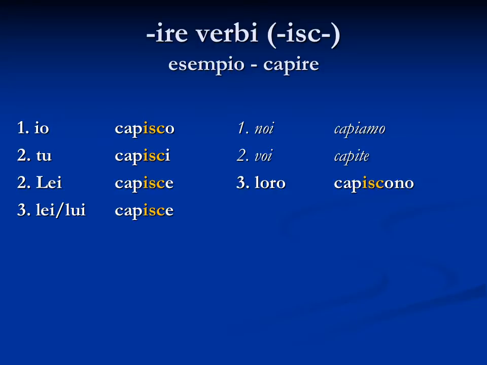We often call these boot verbs or shoe verbs because when you outline the verbs that use the ISC, it makes the form of a boot or a shoe. So let's go over the pronunciation of this. It would be io capisco, tu capisci, lei capisce, lei or lui capisce, noi capiamo, voi capite, and loro capiscono.